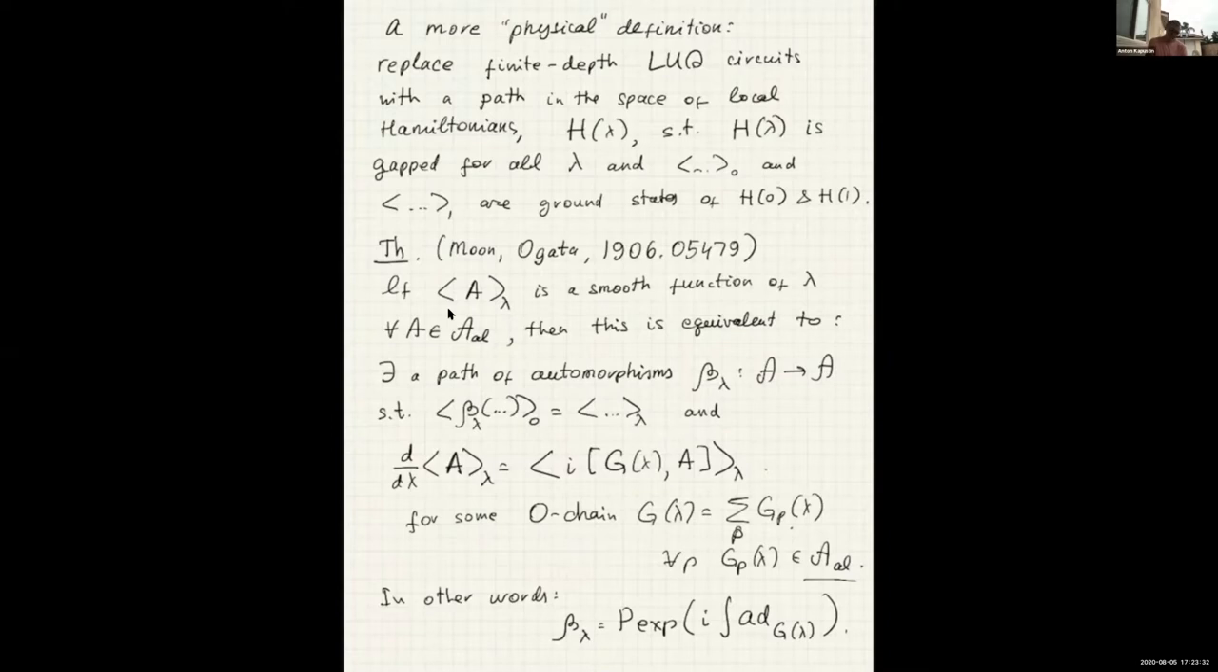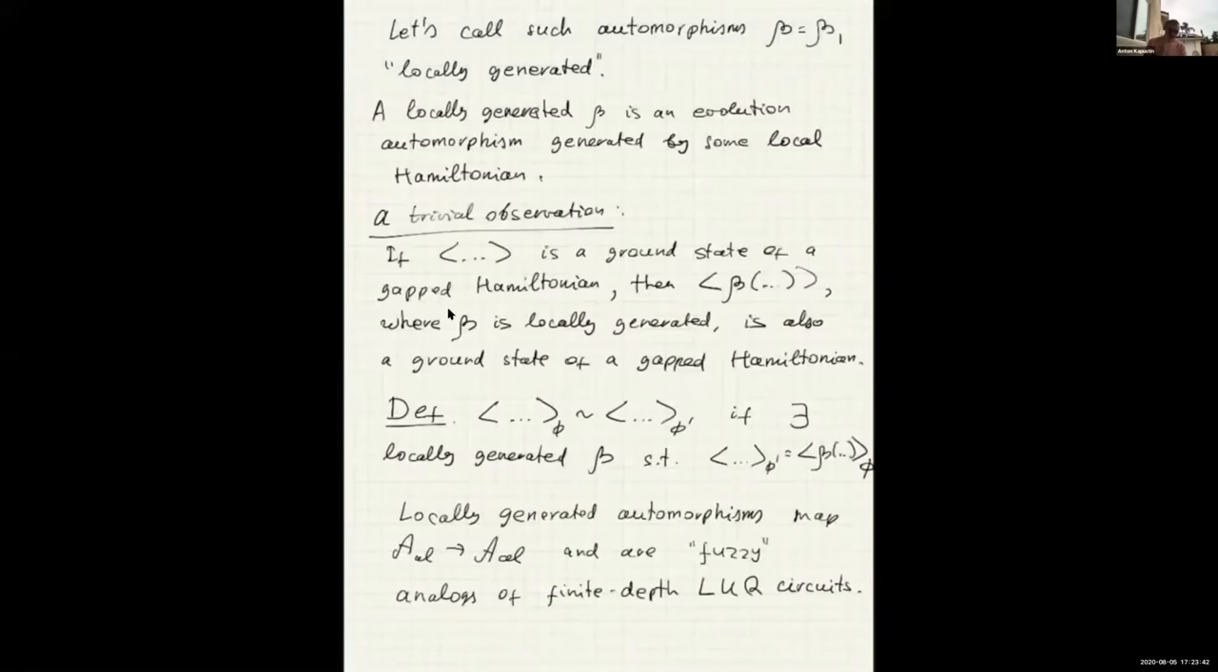And moreover, you can show that the result is gapped. It's just because of the automorphism property: the original one was gapped, so the new Hamiltonian is also gapped. So this suggests dispensing with Hamiltonians altogether. Just take this as the definition: you say that two states are equivalent if there is some locally generated automorphism which connects these two states.